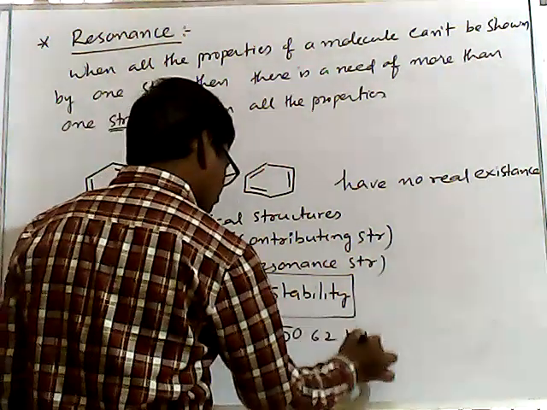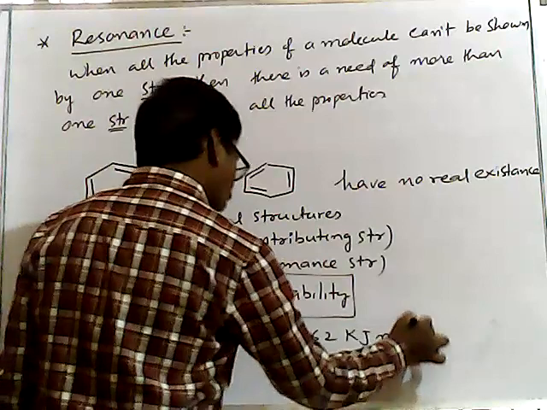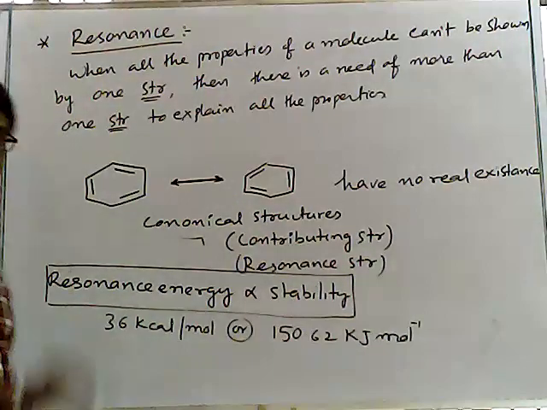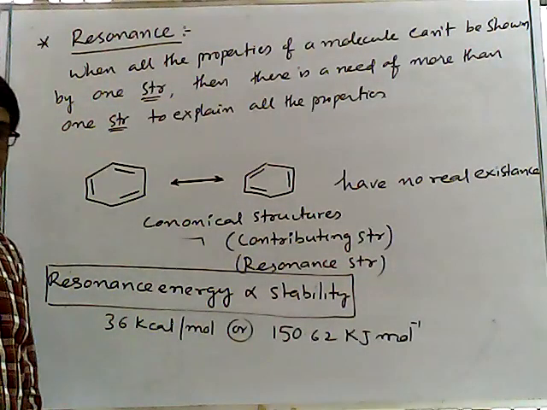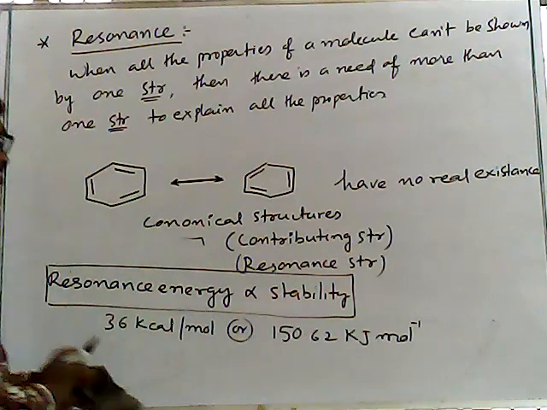150.62 kilojoules per mole. Benzene is more and more stable. Why is it so? It means its resonance energy is more. What is resonance energy then?